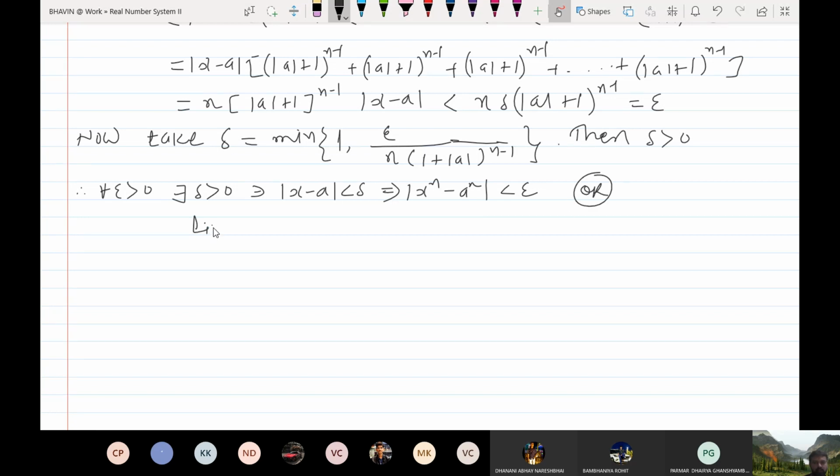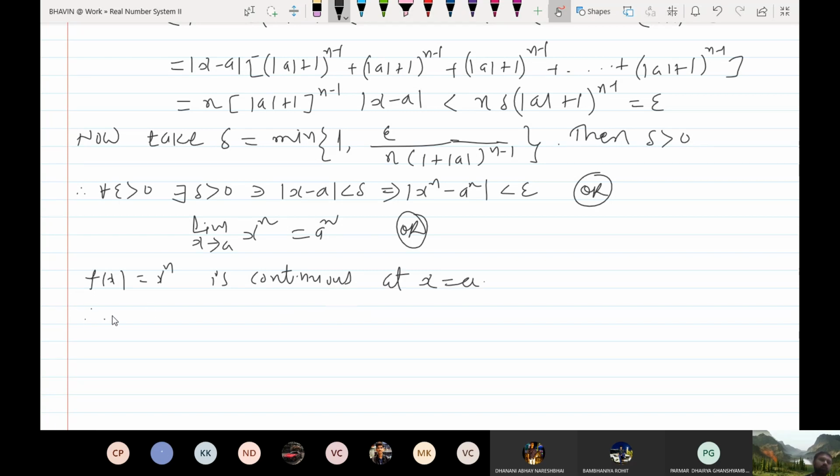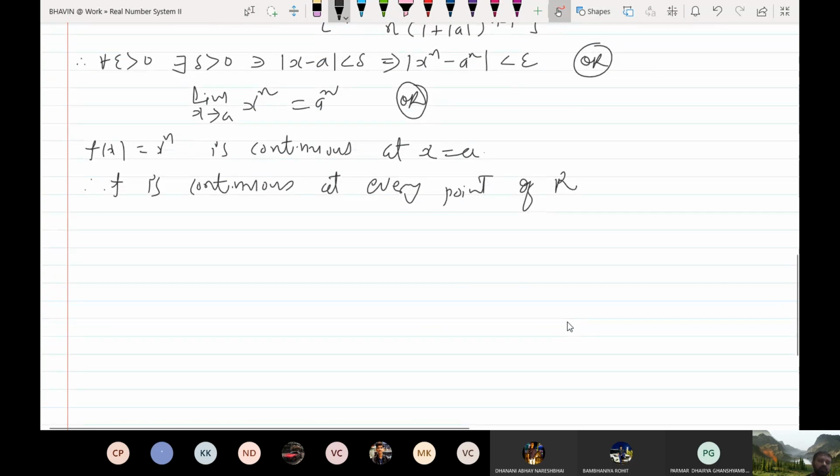Or you can say that limit as x tends to a of x raised to n equals a raised to n. Or you can say that x raised to n is continuous at x equal to a. Therefore, f is continuous at every point of R. Or you can say that f is continuous on R. So this was the example that I have given in the homework.